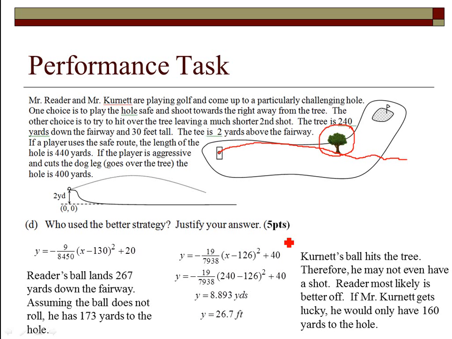Okay, that completes the review for our free response test.